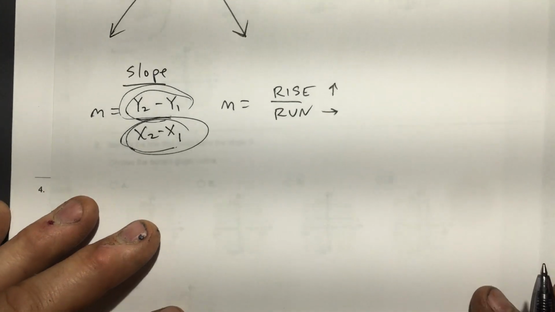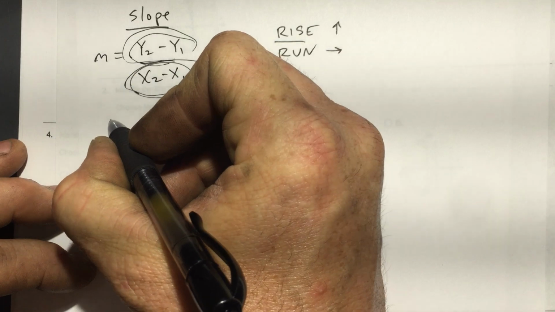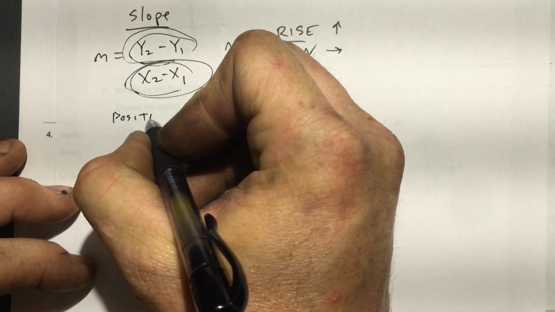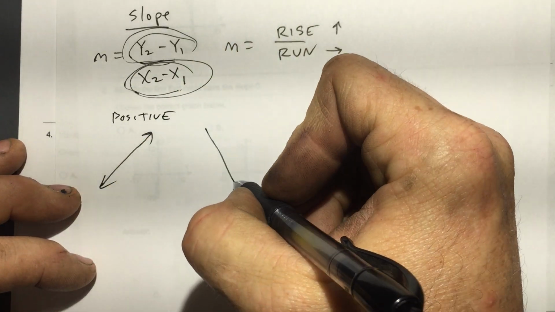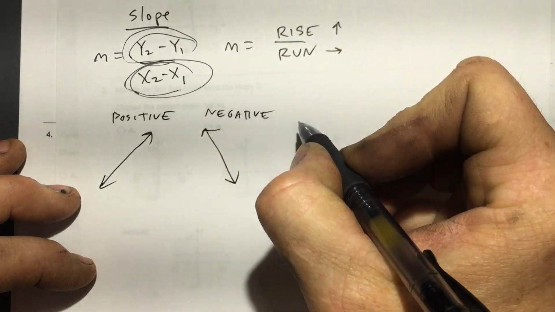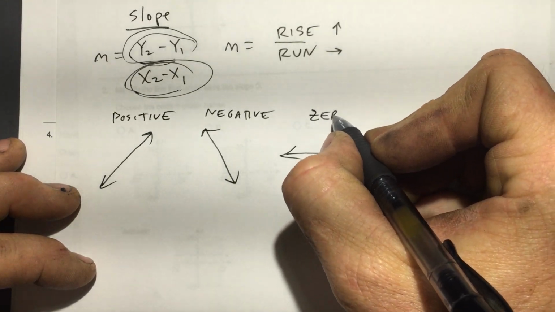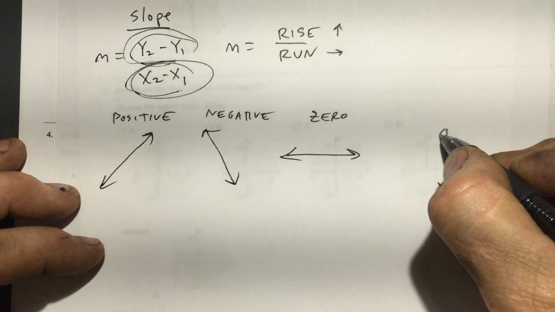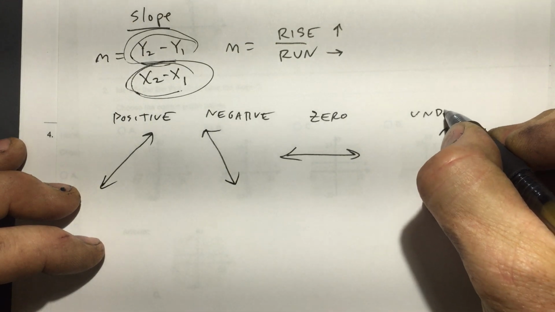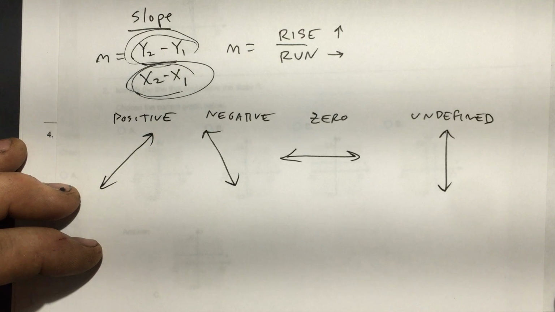We have four main kinds of slope. We have one that may go like this, which is positive. We have one that goes like that, which is negative. We have one that goes straight across like this. This is a zero slope. We have one that goes up and down. This is undefined. So these are our four main kinds of slopes.